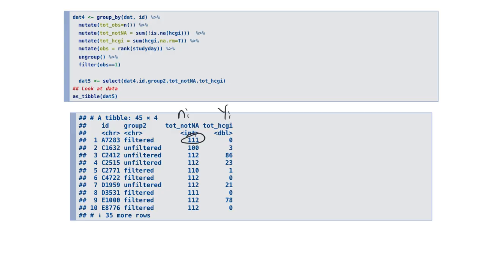So it's the total number of times you reported, and then how many events you reported. So the first person reported no events for the 111 days that they filled in their diary. You can see it's pretty consistent. Most people fill it in daily, but there are some people that don't. So it's not perfectly balanced data.